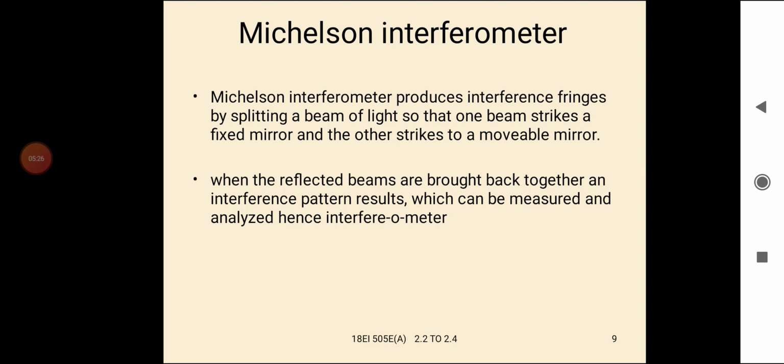Michelson interferometer produces interference fringes by splitting a beam of light so that one beam strikes a fixed mirror and the other strikes a movable mirror. When the reflected beams are brought back together, an interference pattern results, which can be measured and analyzed as an interferometer.